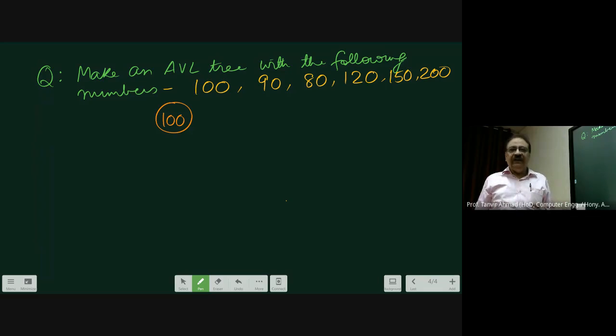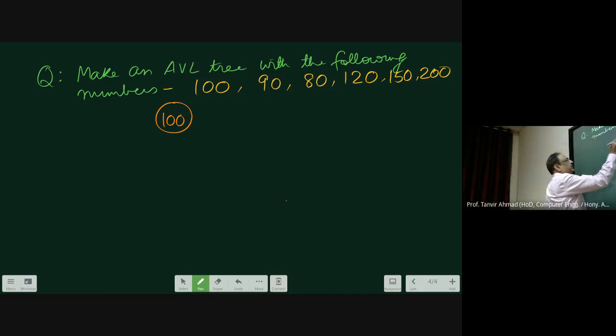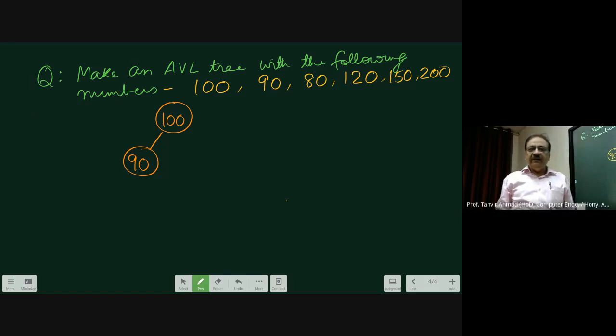Then you insert 90, just like in a BST. 90 will be inserted over here. And you find the balance factor. Now the balance factor for this will be 0, and this will be 1. Correct? All leaf nodes will have a balance factor of 0. 100 will be 1 minus 0, which is 1.